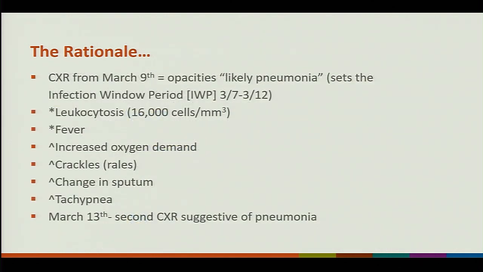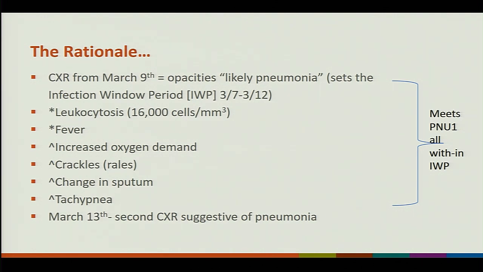The chest x-ray is interpreted as likely pneumonia on March 9th, which sets the IWP from 3/7 to 3/12. And in this case, the IWP is shortened by 1 day because it involves the POA time period, which is limited to the 2 days before admission. Note that only one of the elements marked with an asterisk is required to meet the pneumonia 1 criteria, while 2 of the elements that are marked here with a caret are required. And this patient had more than enough of what was required.